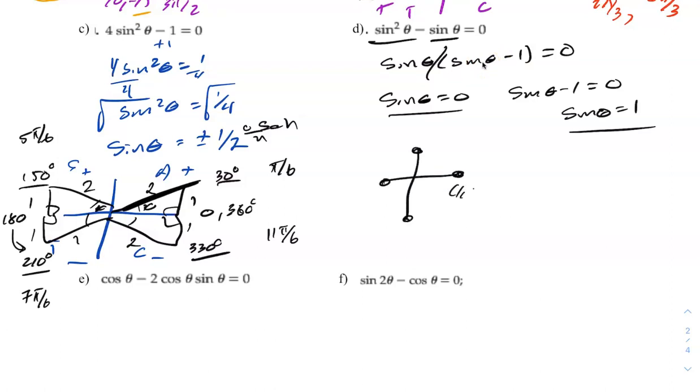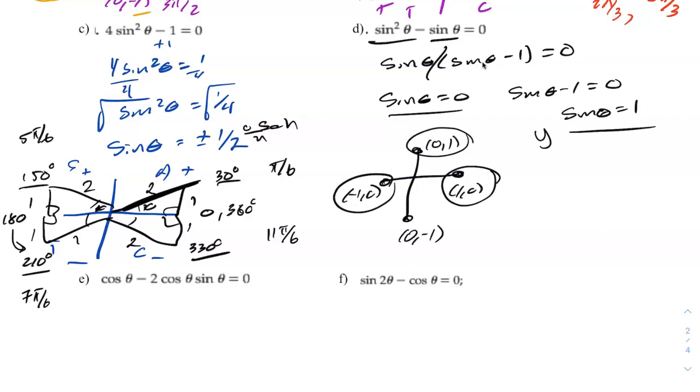Alright, so it's either (1, 0), (0, 1), (negative 1, 0), (0, negative 1). Sine is the y value. So sine is 0 here and here, and sine is 1 here. So answers are 0, pi over 2, pi, and 2 pi. There we go.